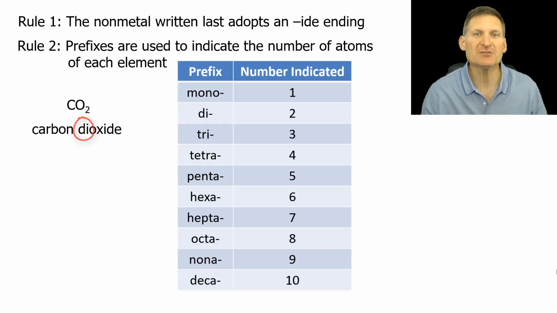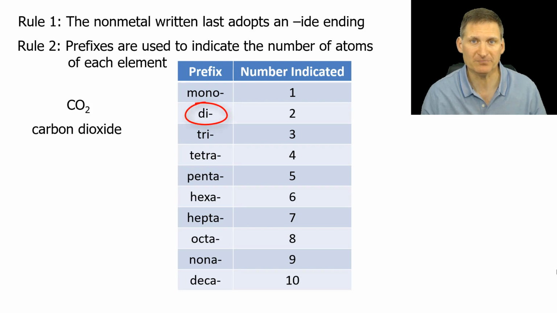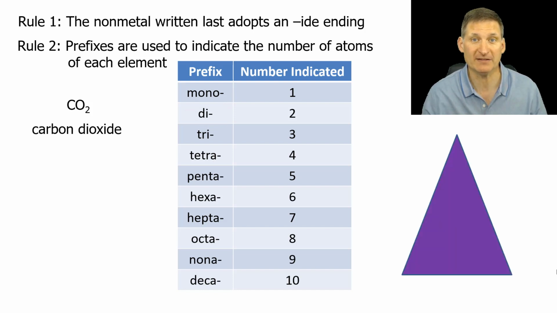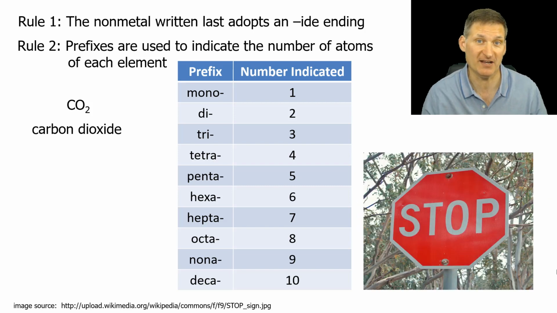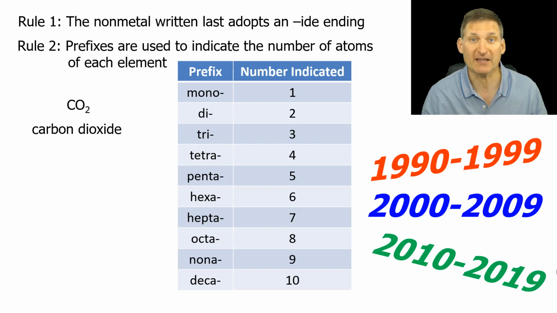Here's the complete list of prefixes you'll need to know. Here we see di for 2. Hopefully learning these prefixes will be pretty straightforward because you're probably familiar with most of them, like tri as in triangle, penta is 5 as in the Pentagon building. You probably know that an octagon is an 8-sided figure. A decade is 10 years, hence deca is 10.